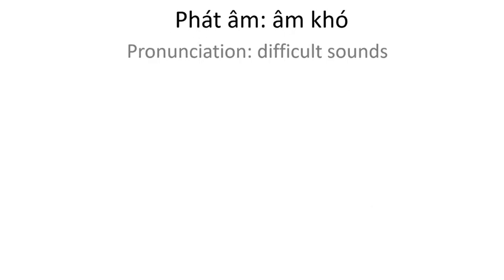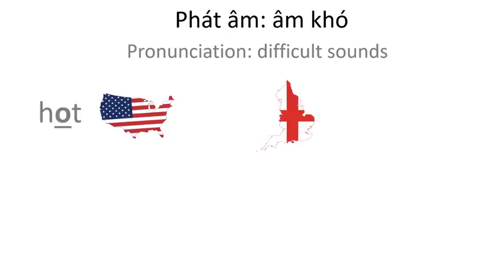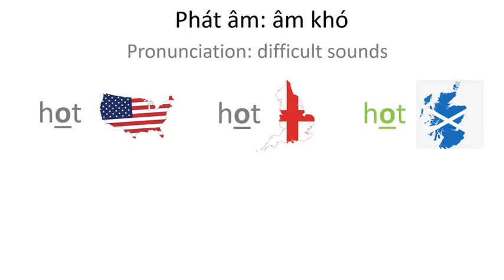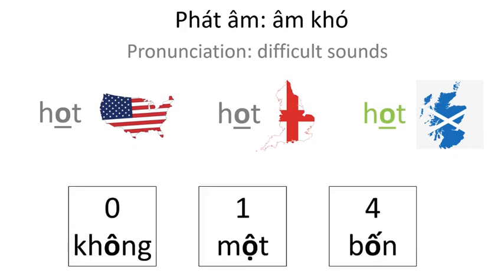Now take a look at these variations of how we pronounce the letter O. In American English, it's hot. In British English, it's hot. In Scottish English, it's hot. And the Scottish variation is what most closely approximates the Vietnamese pronunciation of the O with the circumflex, or the little hat on top. So these numbers are khom, mot, bon.